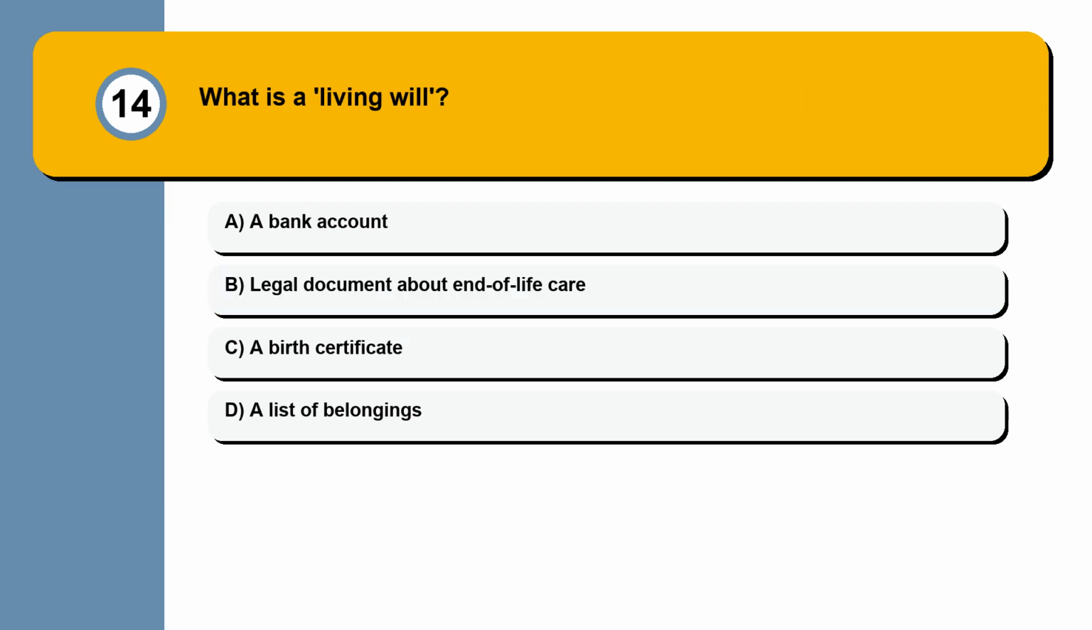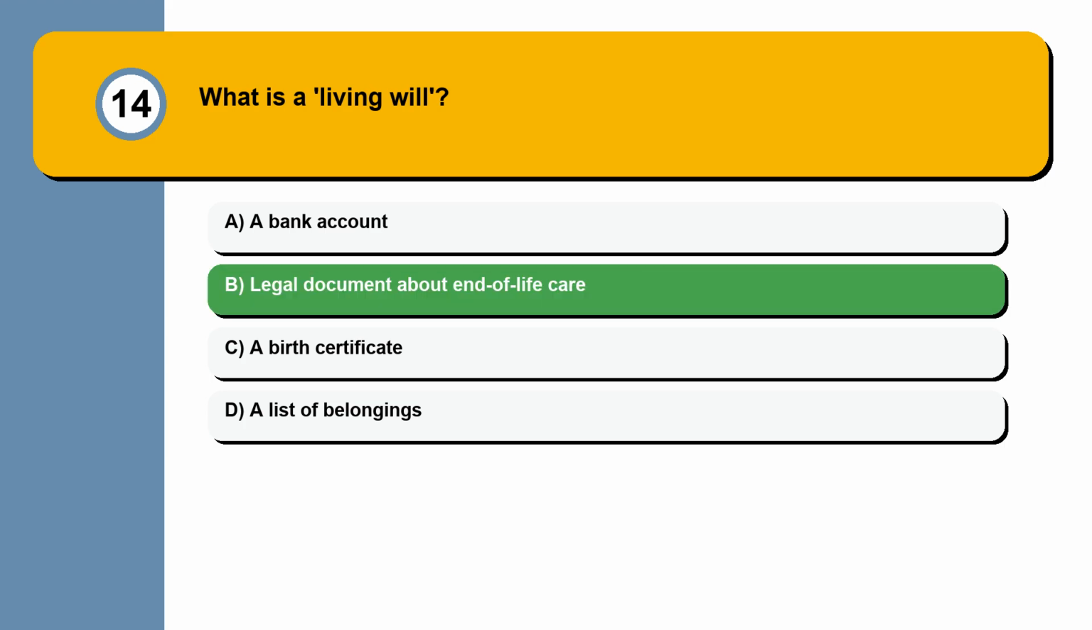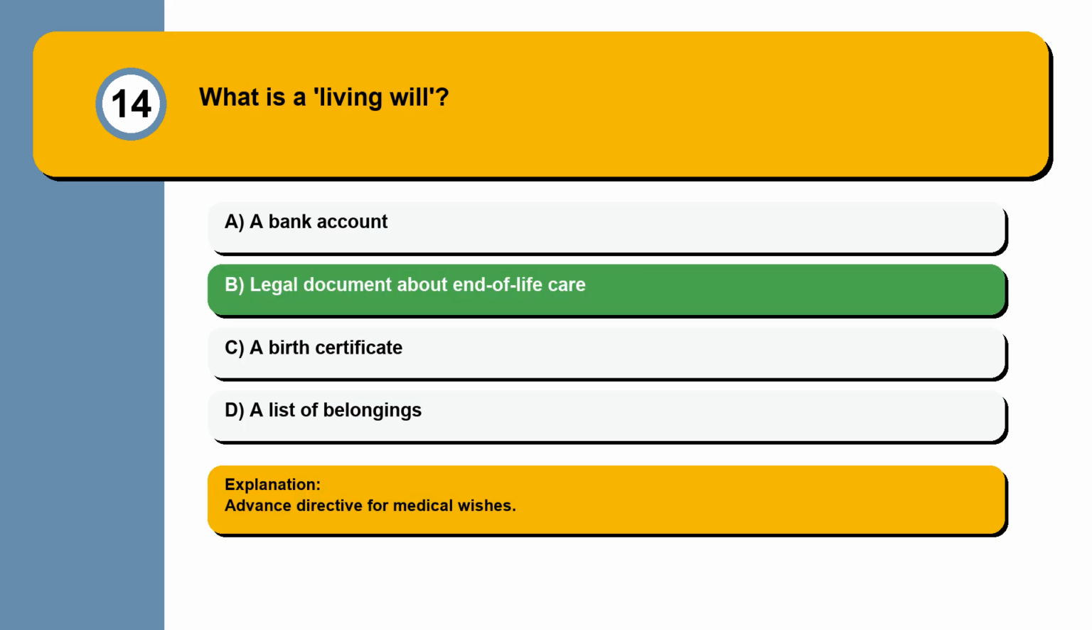Question 14. What is a living will? A bank account. Legal document about end-of-life care. A birth certificate. A list of belongings. Advance directive for medical wishes.